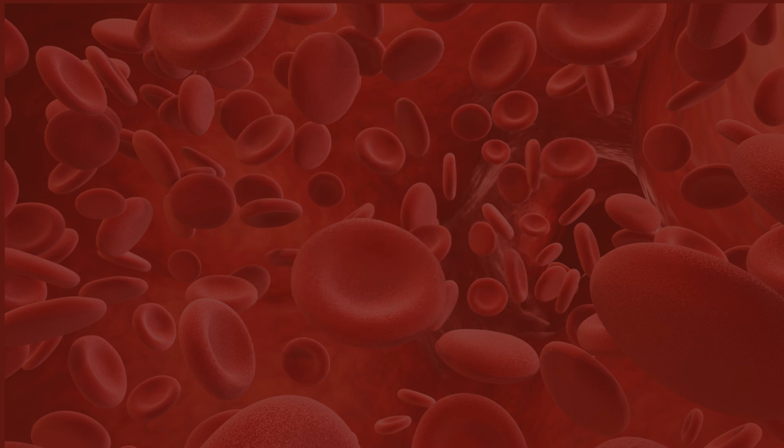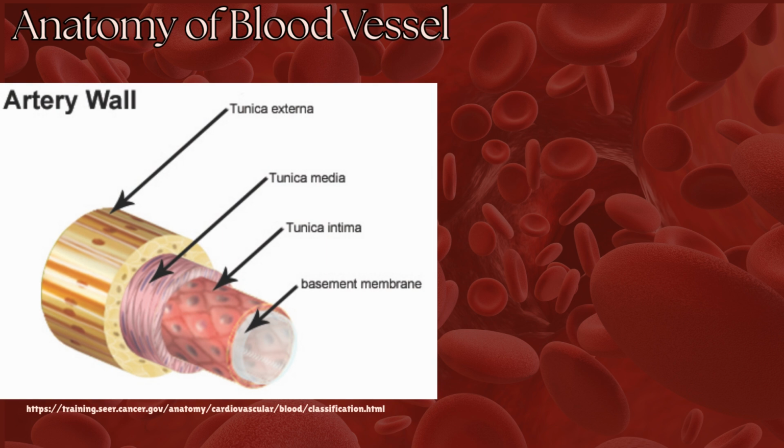Very quick before we go over the primary hemostasis, it's important to know the anatomy of the blood vessels just so you can get an overall picture of what's happening. So you have the outer layer, which is your tunica adventitia, your middle layer, which is your tunica media, and your inner layer, which is tunica intima.